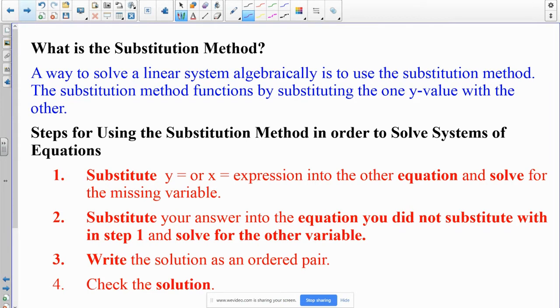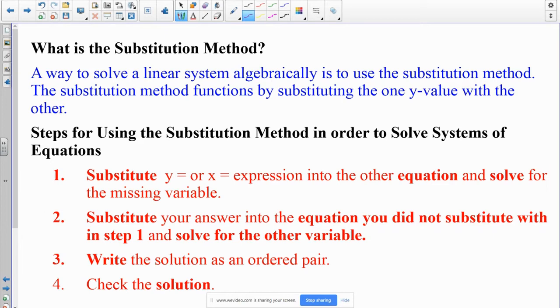Substitution, just like it sounds, is kind of like when we check our answers when we solve equations: we substitute what we think is the value in for x, and we solve to see if it works. So just like we substitute to check answers, it's a way to algebraically solve a system of equations. And we are going to use it by substituting one value of y in for another. Usually we go with y, but we can also go with x.